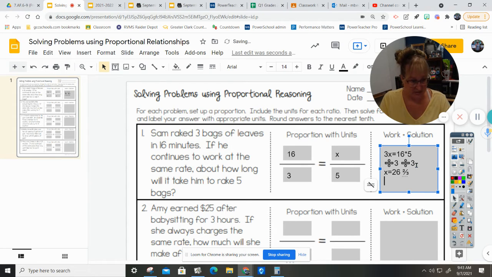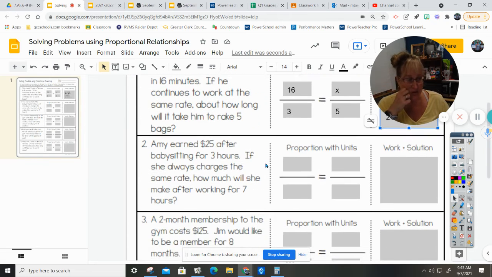Or 26.666. You could do 26.66666. That's the answer. Okay, so I know that we're learning several things. We're not just learning math, we're also learning how to type math in a Word or in a Google Doc. So that's a little bit more difficult. But we're going to continue on.